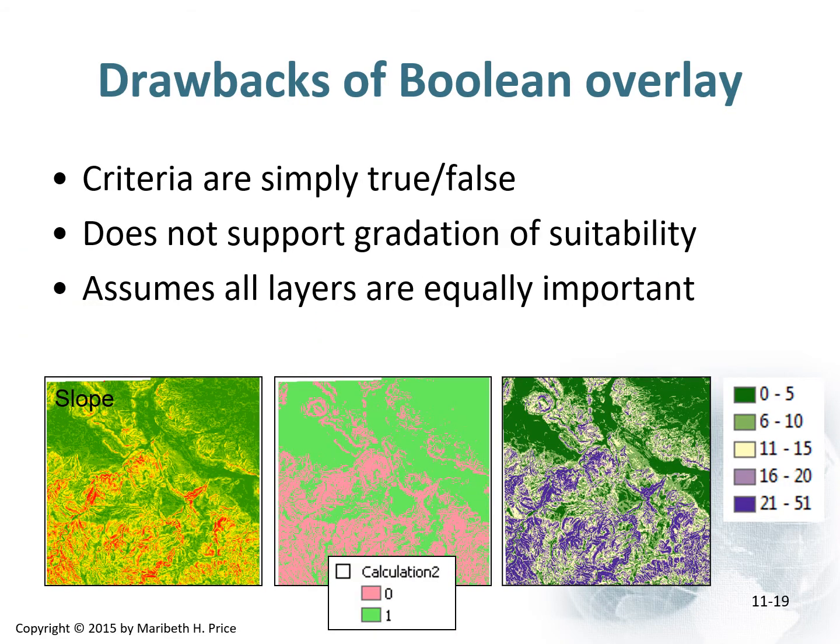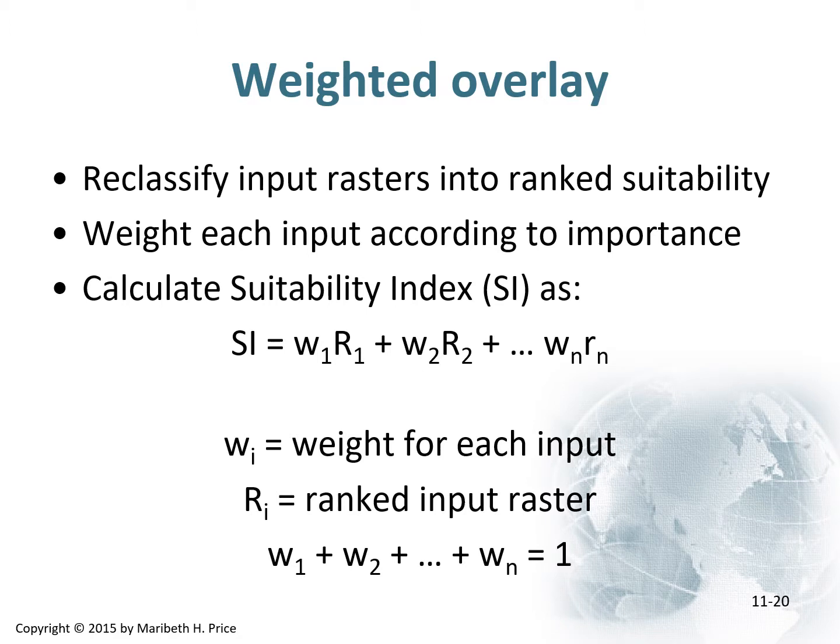What are some of the drawbacks? You have simple sort of true-false questions. It doesn't support the gradation of suitability. It assumes everything is equal. The thing we're going to talk about next is a weighted overlay. Weighted overlay is the primary means of creating an index model or a suitability index, which is basically what we're going to do for our class project.